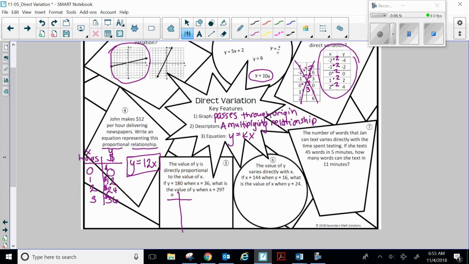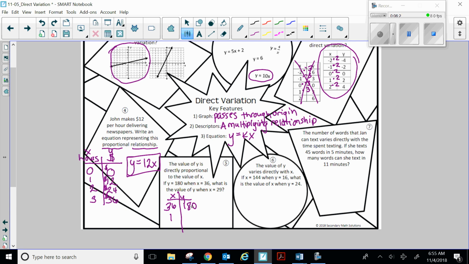So I'm going to build a table to help us understand the relationship. There's lots of ways to approach this, but x is 36 and y is 180. Since we've already talked about that we have a multiplying relationship, one thing that we can do is find how much it would be for one x value.